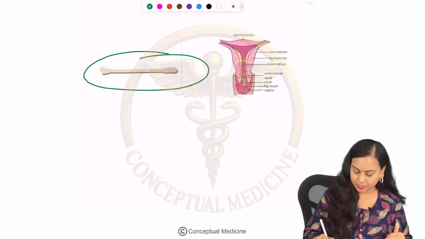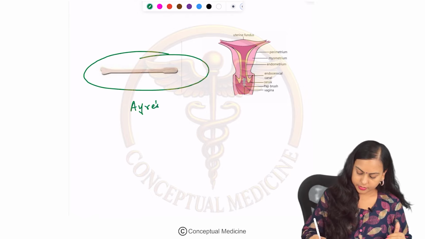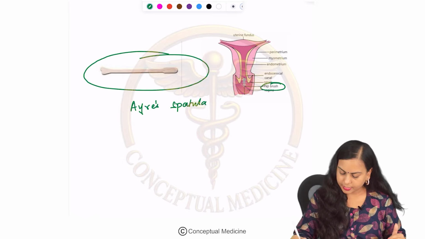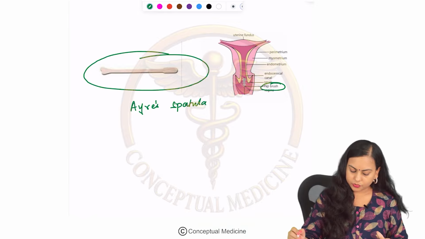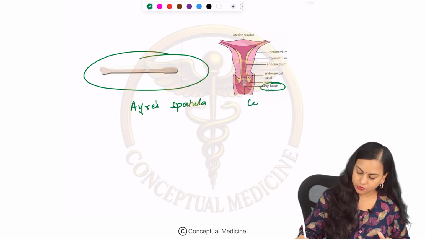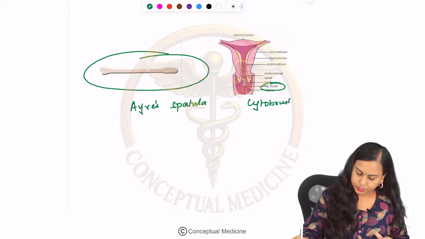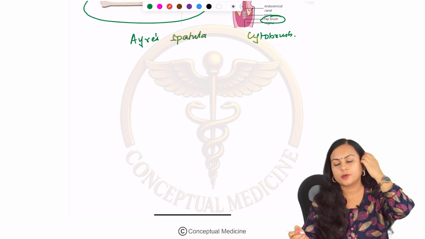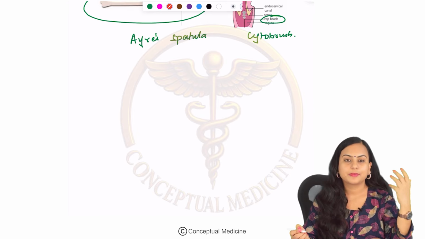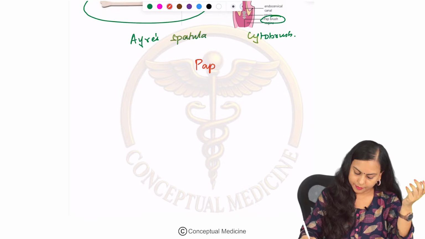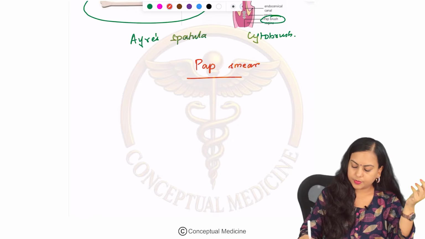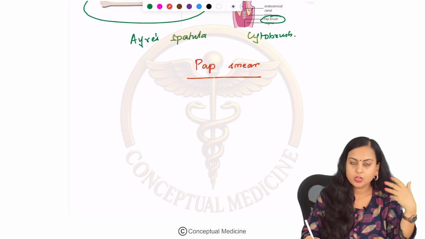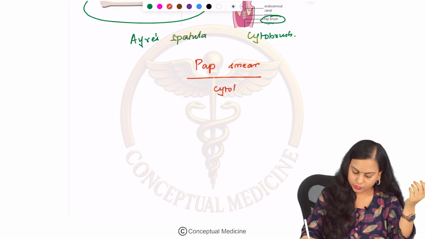Now, we are able to see a wooden spatula. Yes, this is nothing but your Ayre's spatula. Okay, here you are able to see a pap brush, or this is also called a cytobrush. Right. Now, this wooden spatula and cytobrush are used to take a pap smear. Okay, a pap smear or a smear for cytology. That can be a cervical cytology or a vaginal cytology.